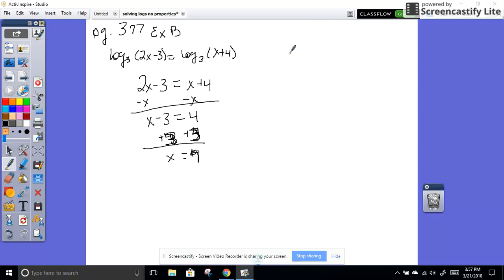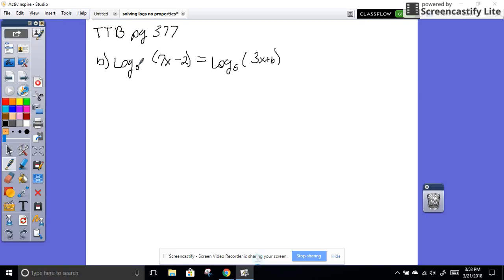Check for extraneous solutions. Log base 3 of 2 times 7 minus 3. Does that equal log base 3 of 7 plus 4? Well, 2 times 7 is 14. 14 minus 3 is 11. And over here, 7 plus 4 is 11. So we got log base 3 of 11 equals log base 3 of 11. So it checked.